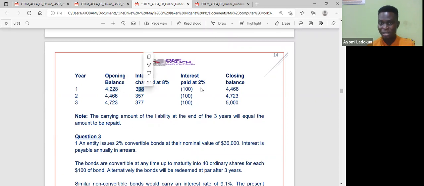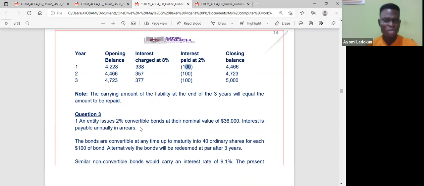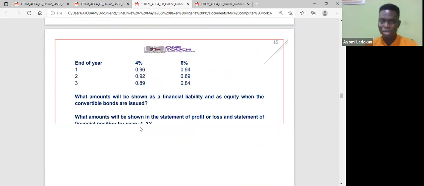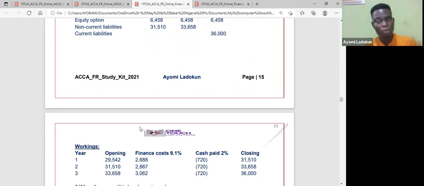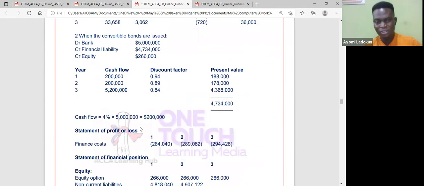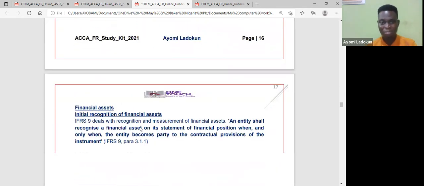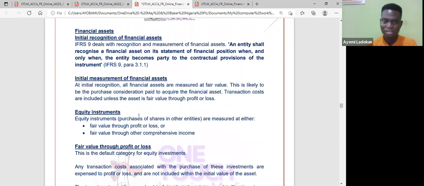So I charge 8%, then 2%, that's the 100 cash flows, and on like that. So that is what you do. You can look at other questions to demonstrate. That's what they call compound instruments. They have the feature of both equity and liability, and you need to split it. Is that okay? Now, we have done financial liability and equity instruments.